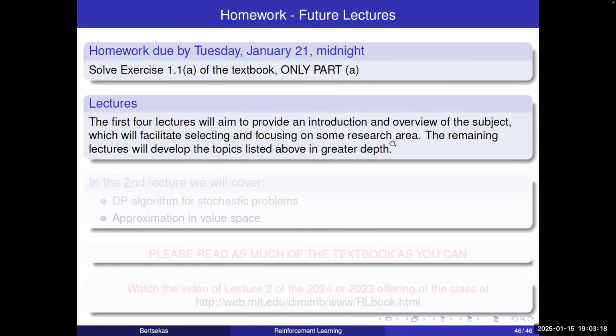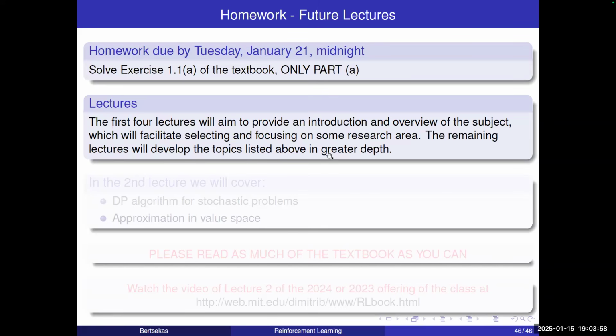The overall structure of the lectures is that the first 4 lectures will aim to provide an introduction and overview of the subject, which will facilitate selecting and focusing on some research area. After the first 4 lectures, we will have a rough idea of what we aim to cover. And starting from that point on, you can start thinking about what you want to do for your research project or do a synthesis of some research articles. The remaining lectures will develop the topics listed above in greater depth.